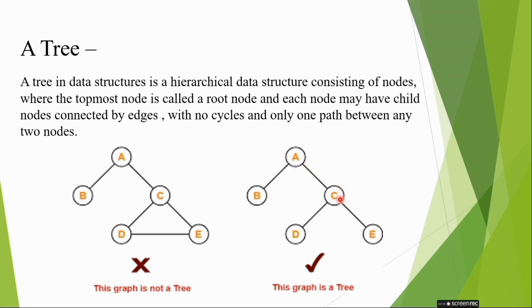And the most important property of the tree is that it does not form any kind of cyclic structure. For example, in the first graph we can see that a cyclic structure is formed. So this is not called a tree. The second example is known as a tree. Next.